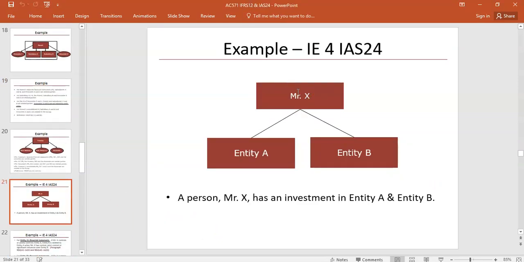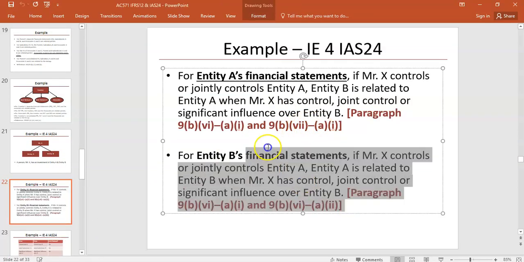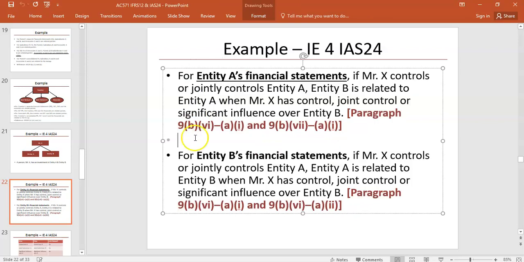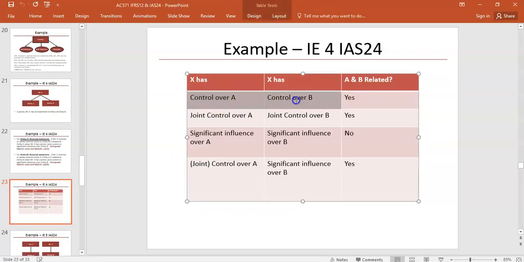So for example here, Mr. X, an individual, not a company, has an interest in entity A and entity B. Well, what is important here is how much does Mr. X own of both of them. So now this is a bit wordy, you'll see here, oh well it depends, and this is coming from the paragraph B and each, and that's quite dense. The easiest way to look at it is to look at the table. If person X owns both of them, controls them, then A and B are related because there's joint control with a third party.